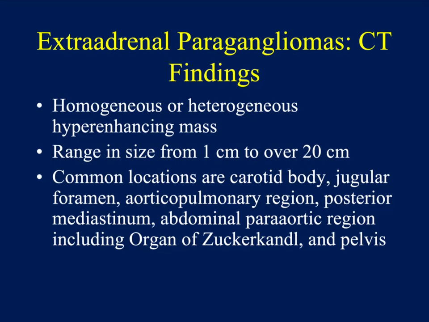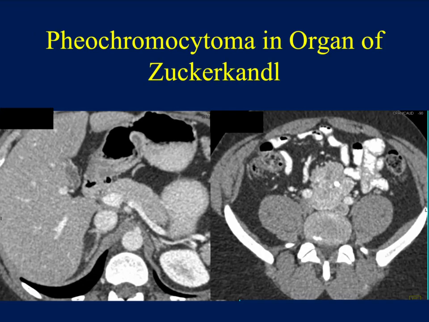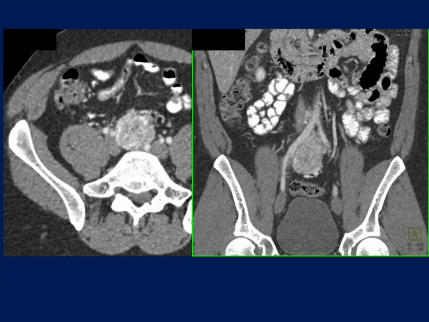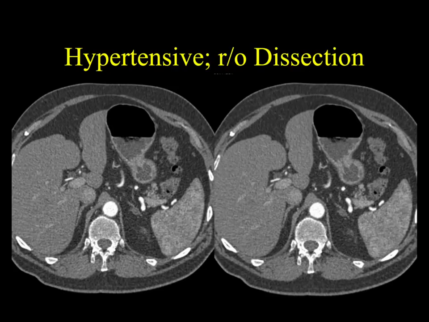As we look at extra-adrenal paragangliomas, which are pheochromocytomas, they can be almost anywhere: carotid bodies, jugular foramen, AP window region, posterior mediastinum, periaortic region, almost simulating an adrenal, organ of Zuckerkandl, and in the pelvis, including the bladder. This is the classic organ of Zuckerkandl at the aortic bifurcation. Just a very nice example. Paraganglioma, extra-adrenal pheochromocytoma, that is.